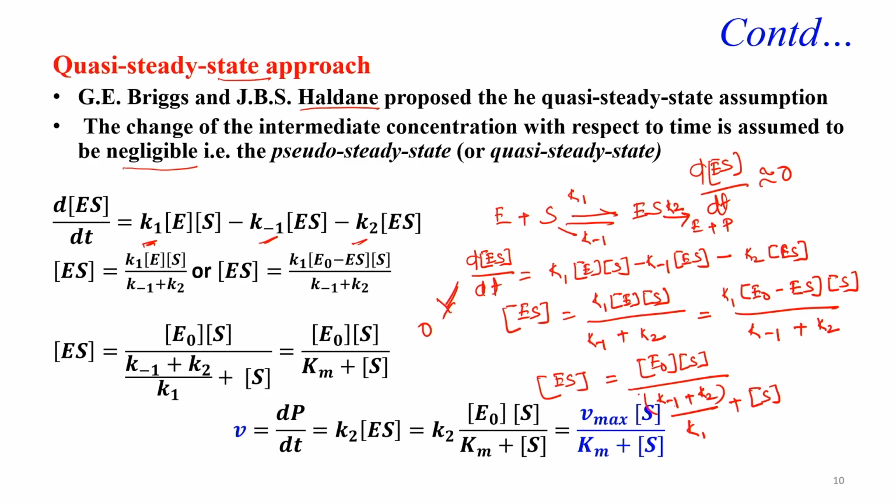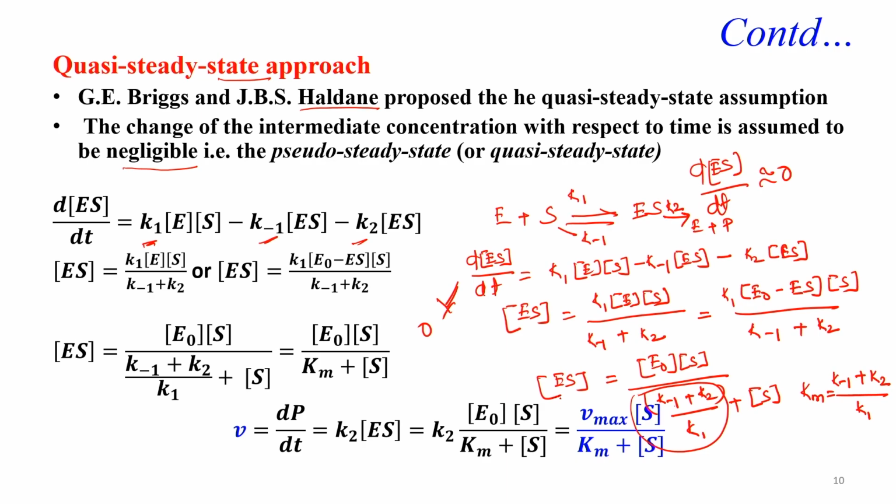Now, this term here is defined as Km. So, Km here is K minus 1 plus K2 divided by K1. So, in case of rapid equilibrium, what was the value of Km? Km was K minus 1 upon K1. Here it is changed as K minus 1 plus K2 upon K1.